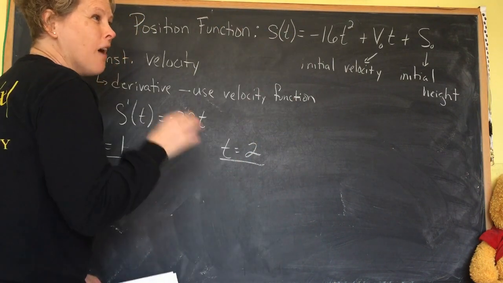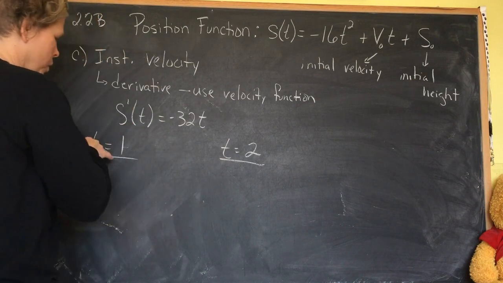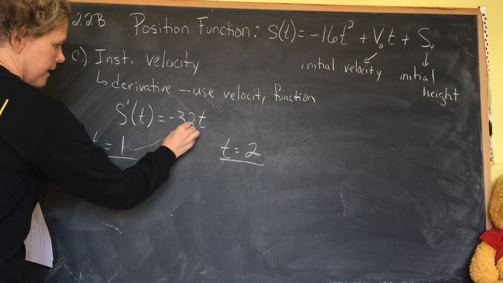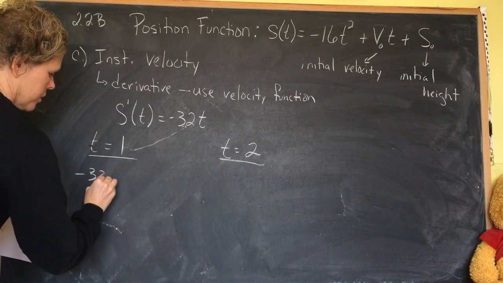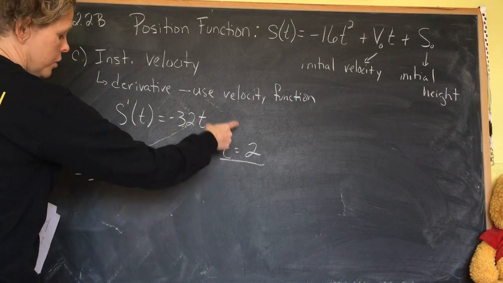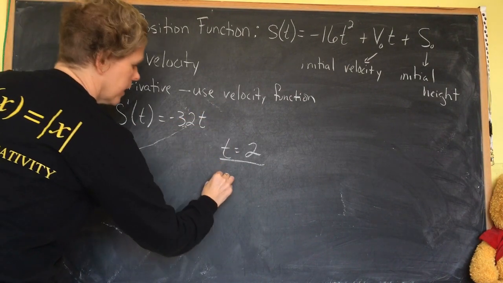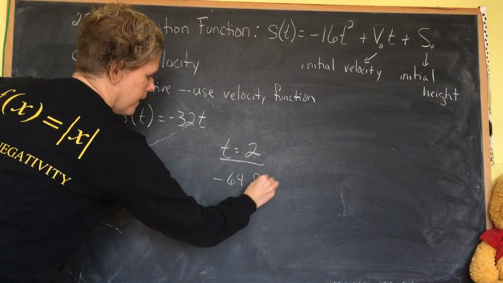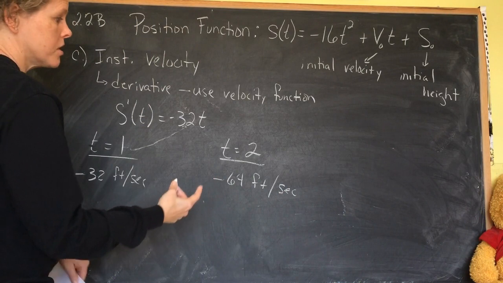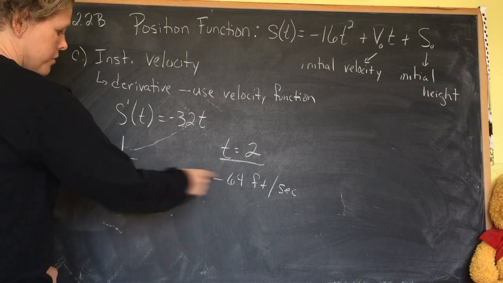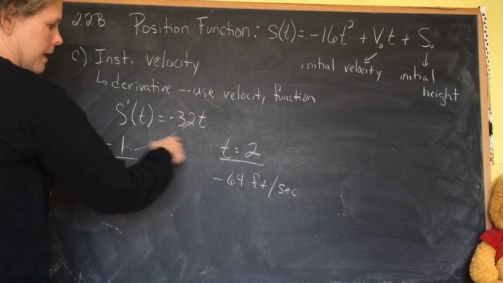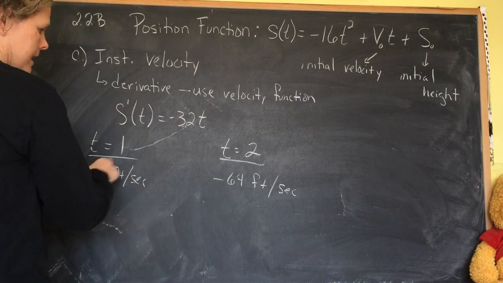Now I want, how fast is that coin traveling at exactly the moment t is 1? Well, t is 1. If I plug 1 into that velocity function, I get negative 32 feet per second. At 2, if I put a 2 in here, I get negative 64 feet per second. Which makes sense because the previous problem was the average of these two. So if I take the average of these two, it gets me negative 48. So the average is the time traveled. Instantaneous is at that moment.